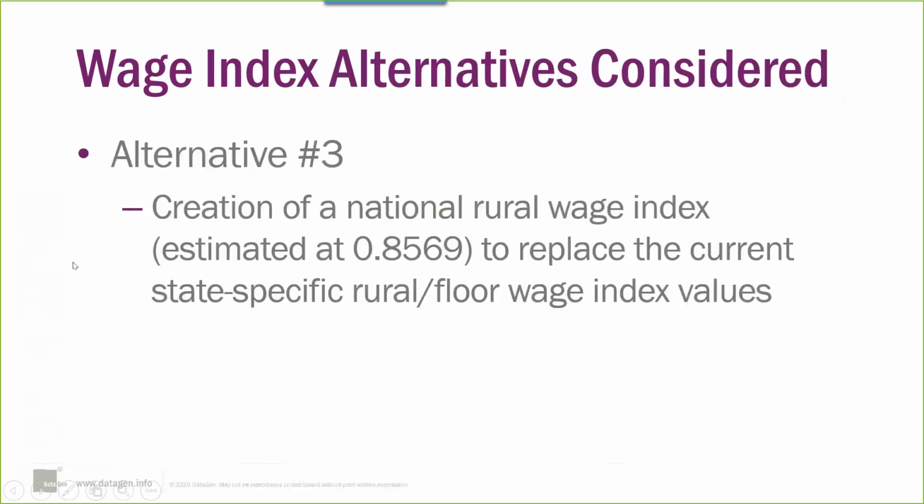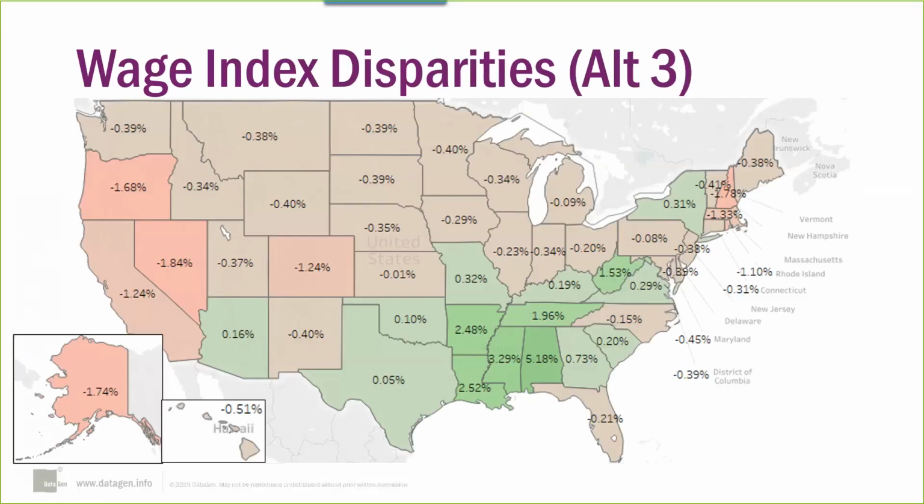Finally, CMS did have a third alternative, and that would be creating a national rural wage index, which they had estimated at about 0.86. That would replace the current state rural floors. Generally speaking, those states with higher rural floors would be impacted more, and those with lower rural floors would benefit. Generally speaking, also, rural hospitals are those that benefit most from any of these proposals, as they tend to be impacted by lower wage data.